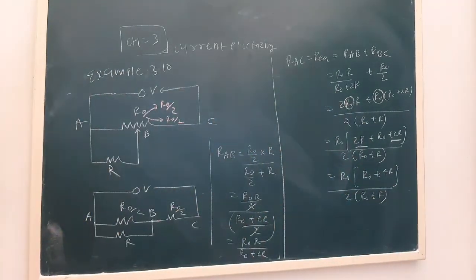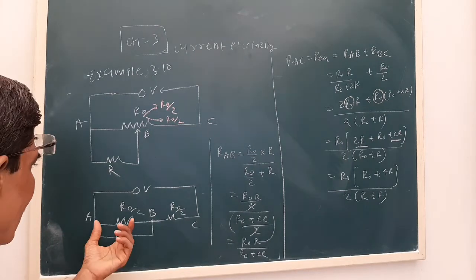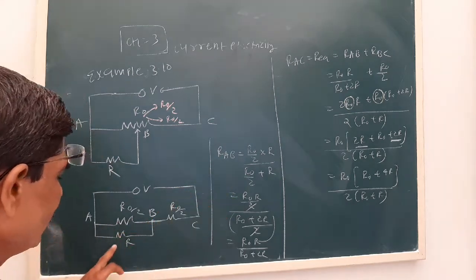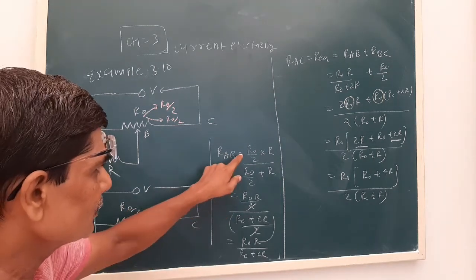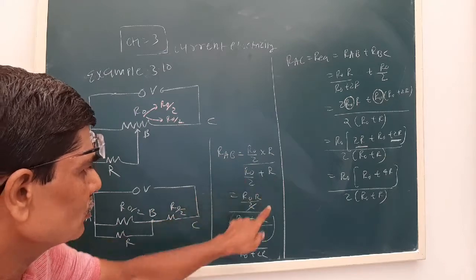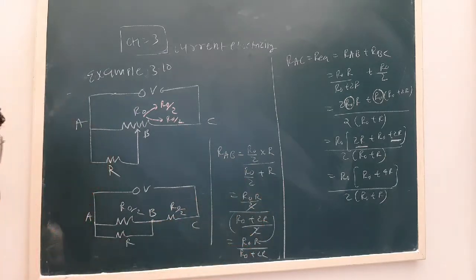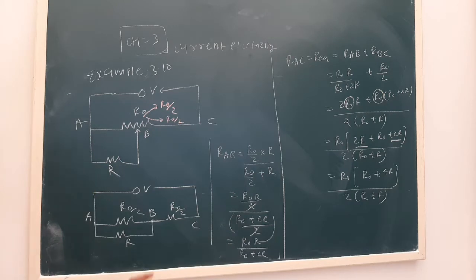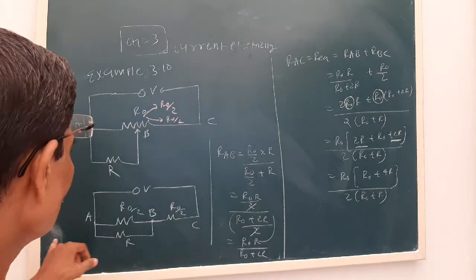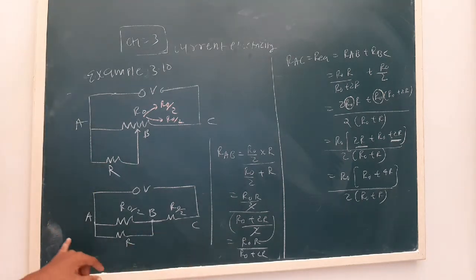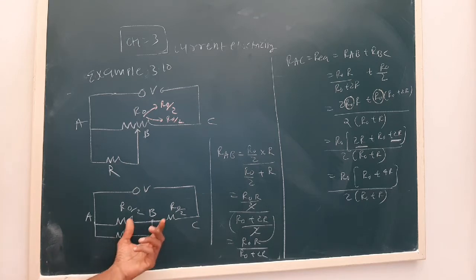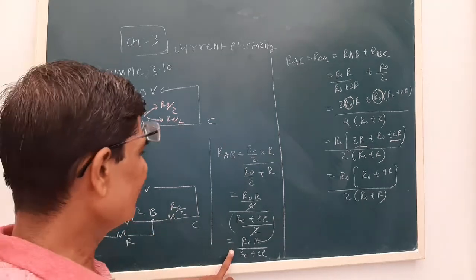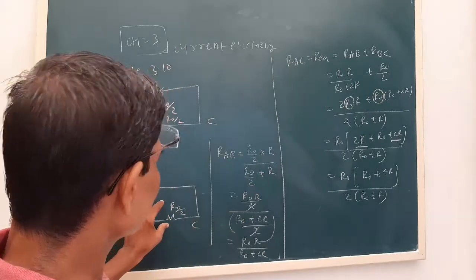Now we have to obtain the total resistance. RAB we have obtained: R0 by 2 in parallel with R, that is R0 R by 2 upon R0 plus 2R. See, these two will get cancelled. So what will we have? R0 R upon R0 plus 2R. Now RBC is R0 by 2. So what is RAC here? Total resistance, that is R equivalent is RAB plus RBC. RAB is this plus RBC is R0 by 2.